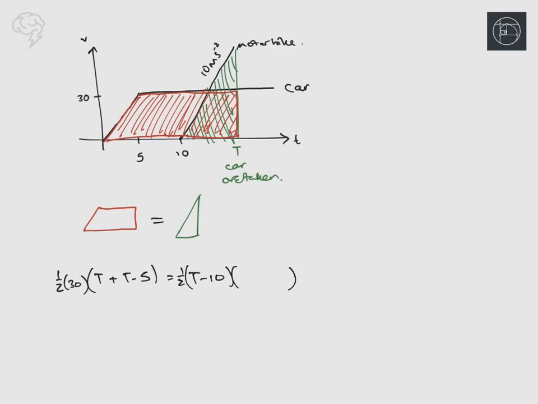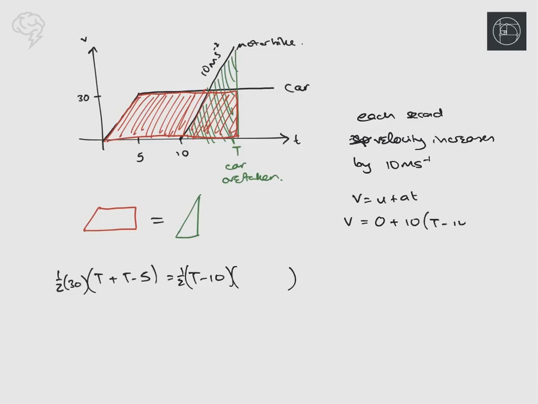It's going at 10 meters per second per second. So each second, the velocity increases by 10 meters per second. So it starts off at 0. Let's think about it this way: v equals u plus at. The original velocity was 0. The final velocity is what I want. The acceleration is 10 and the amount of time is t minus 10. So the final velocity is going to be 10(t minus 10), and that's what goes in here.